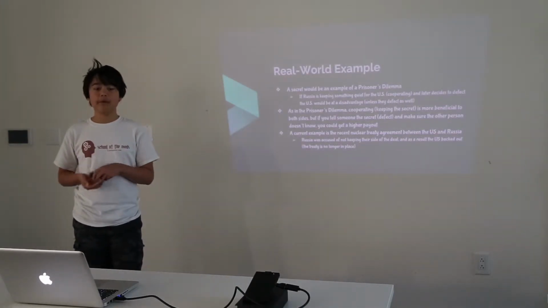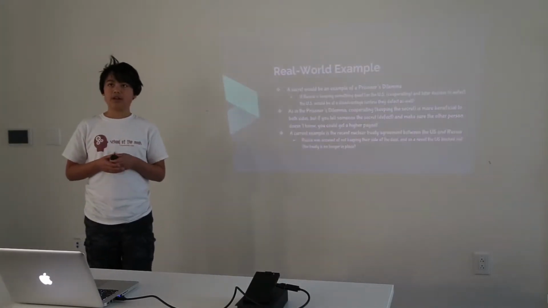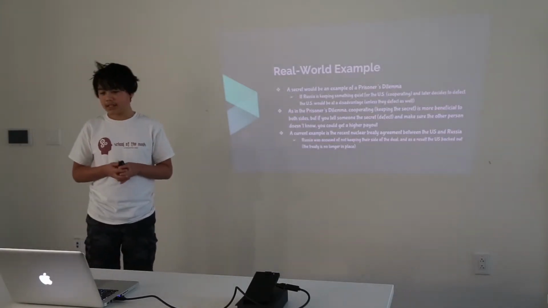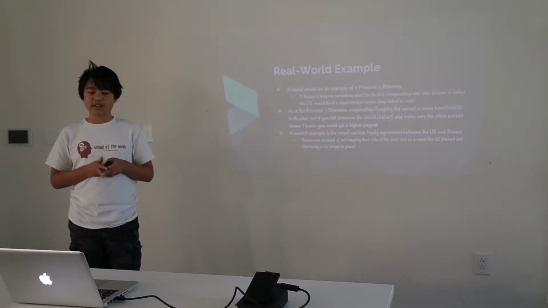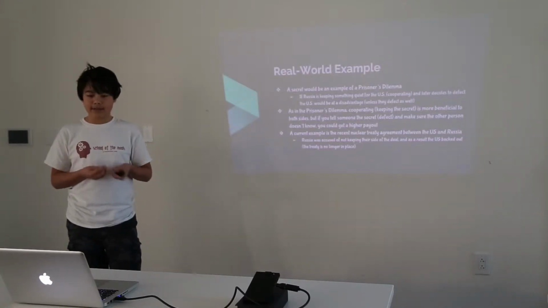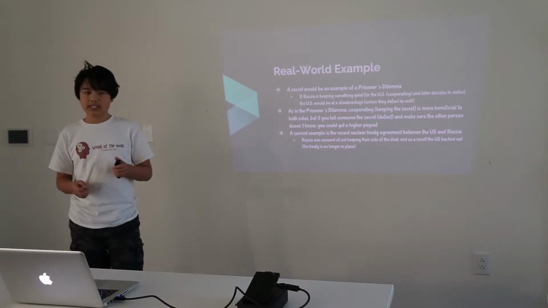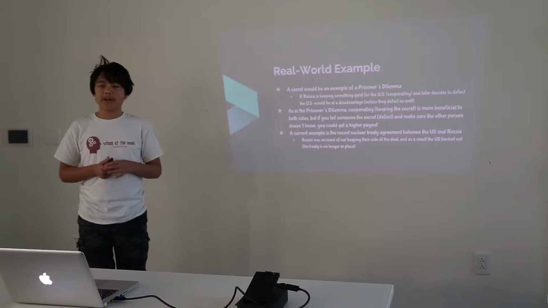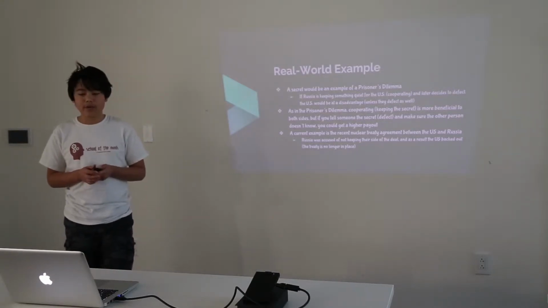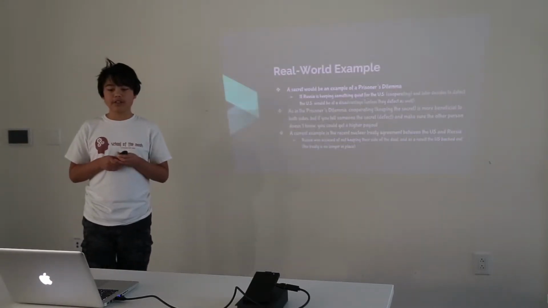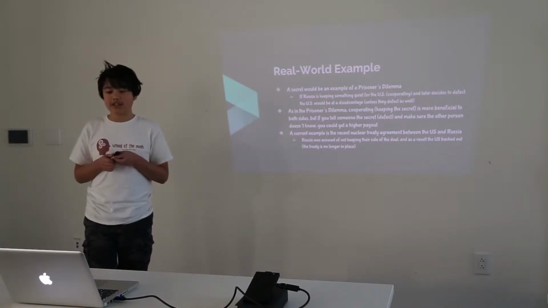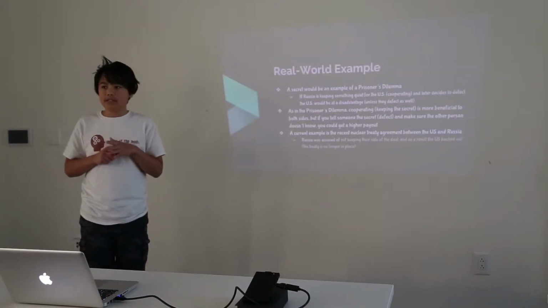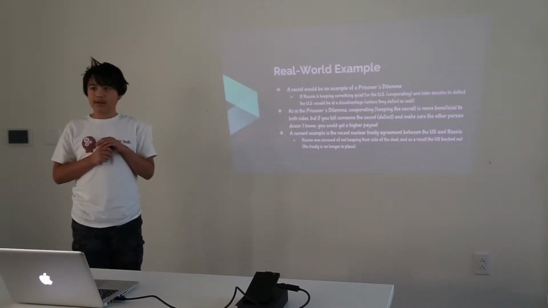A secret would be an example of a prisoner's dilemma. So for an example, if Russia is keeping something quiet for the United States, therefore cooperating, and later decides to defect, the US would be at a disadvantage unless they defect as well. This is assuming they both have secrets of each other. So as in the prisoner's dilemma, cooperating and keeping the secret is more beneficial to both sides. But if you tell someone the secret, defect, and make sure the other person doesn't know, you get a higher payout.